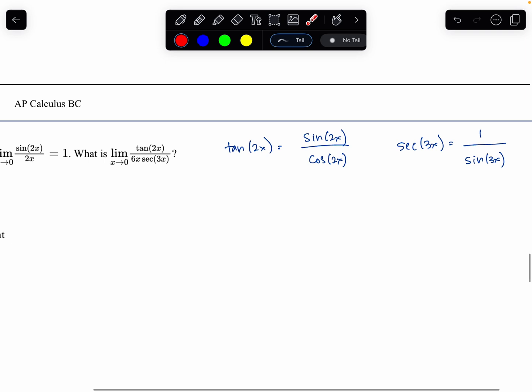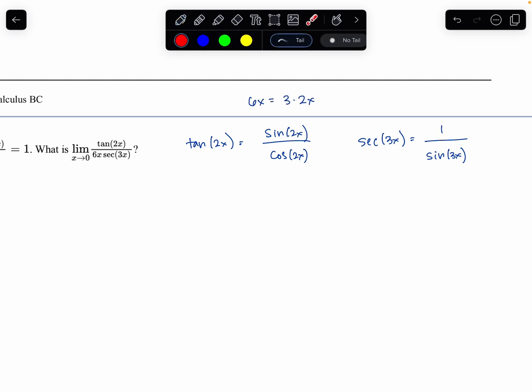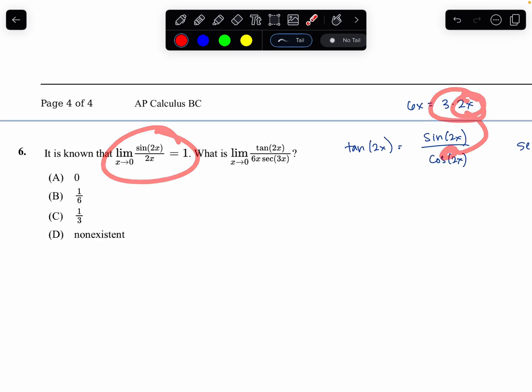So also notice that 6x is the same thing as 3 times 2x. So imagine if there's a way that I can get this to be underneath the sine of 2x. Well, then I can use this right here, right?